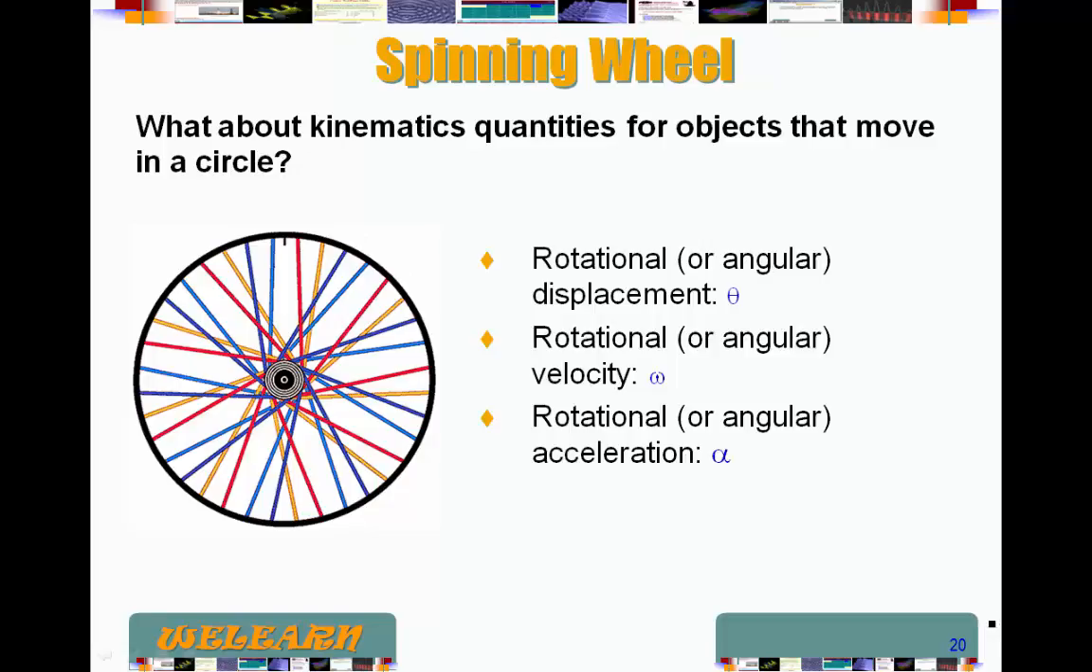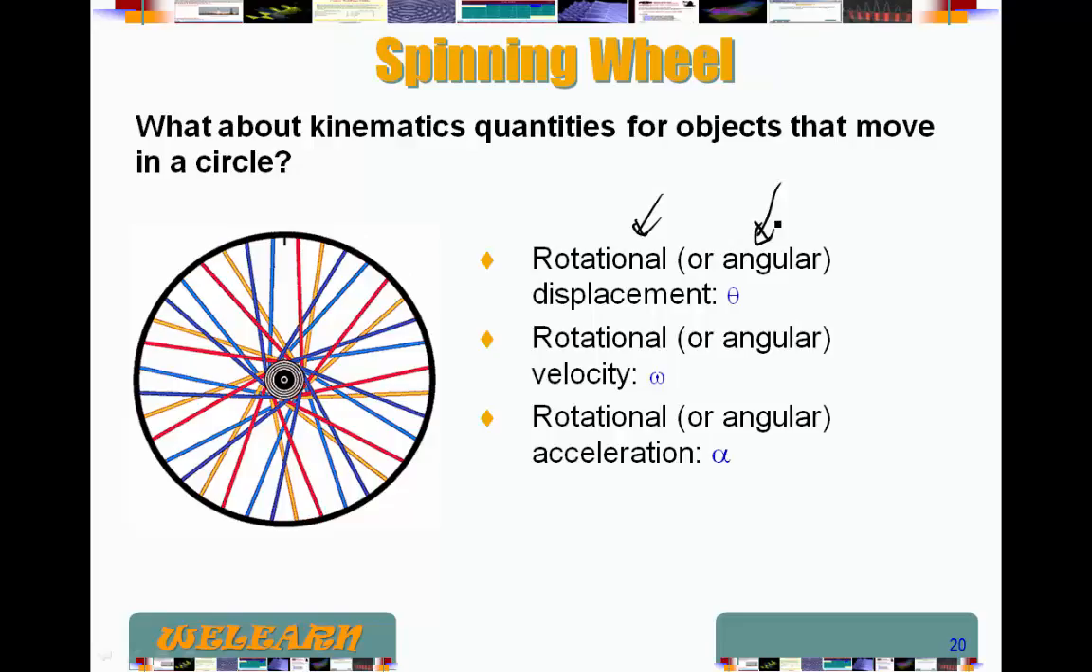One might ask, how do we handle kinematics for rotating objects? When objects rotate, how do we quantify that? So to do that, we first define kinematics quantities for rotational motion. And I'm going to use the terms rotational and angular interchangeably.